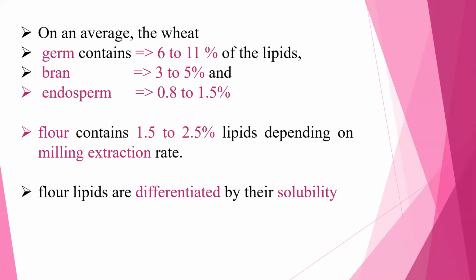Wheat flour contains 1.5 to 2.5% lipids depending on the milling extraction rate. Flour lipids are differentiated by their solubility.